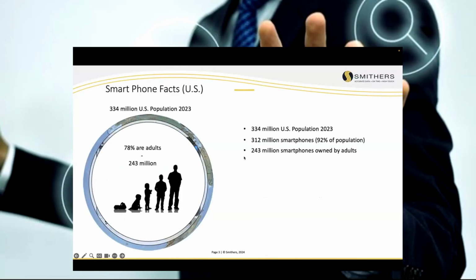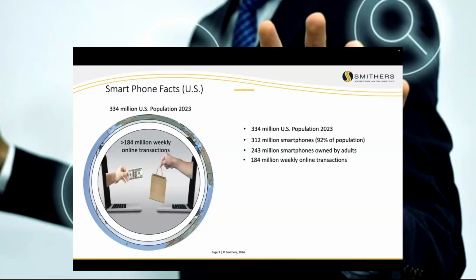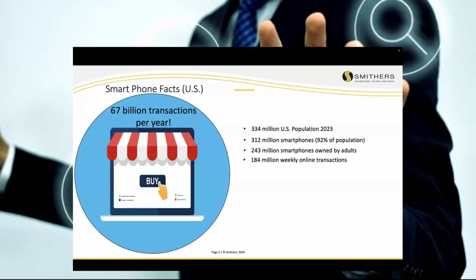Of those 312 million cell phones that are out there, about 243 million of them are owned by adults, about 78% of all the phones owned by adults. And here's an interesting one. This is where life gets interesting. Of those 243 million adults, at least 184 million of them make at least one online transaction weekly. Some of them, many more. And when you put that all together, we use our cell phones about 67 billion times a year to make transactions. And that's just the United States alone.